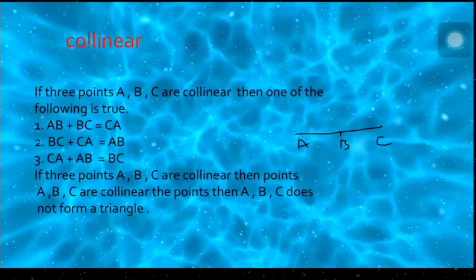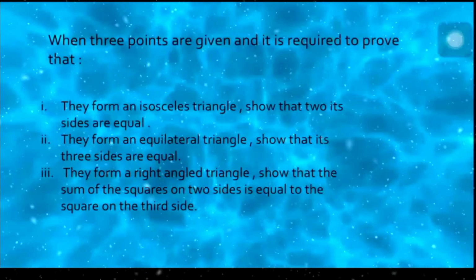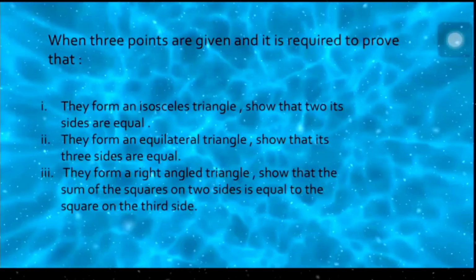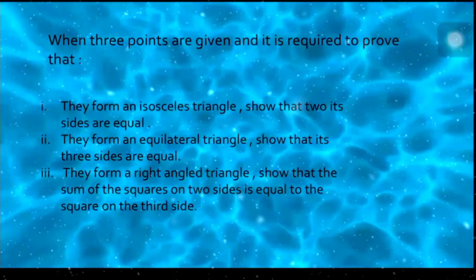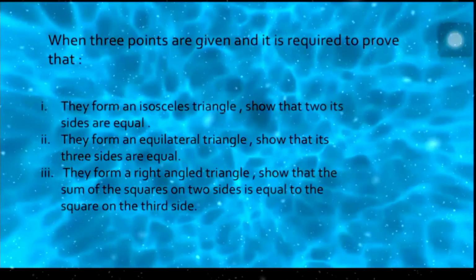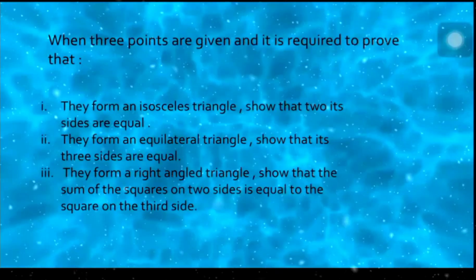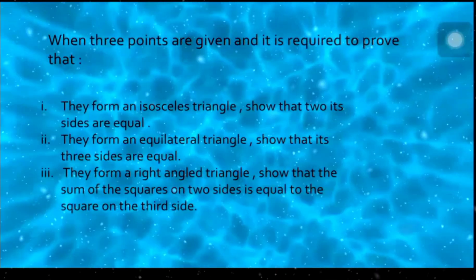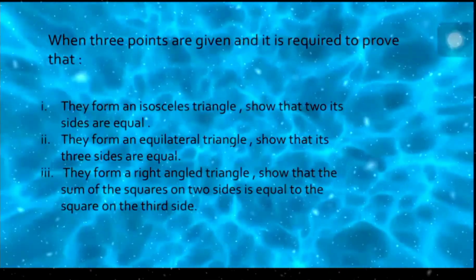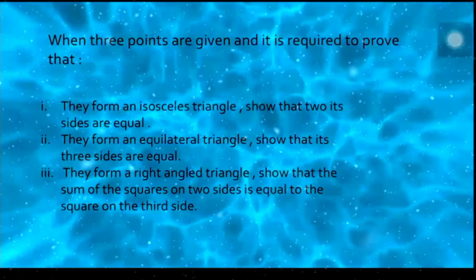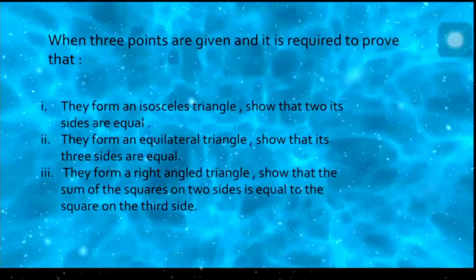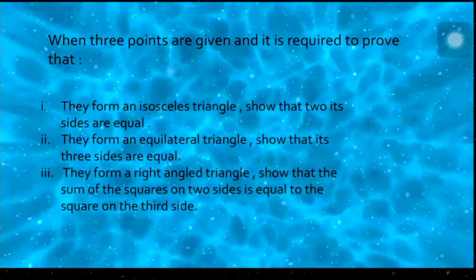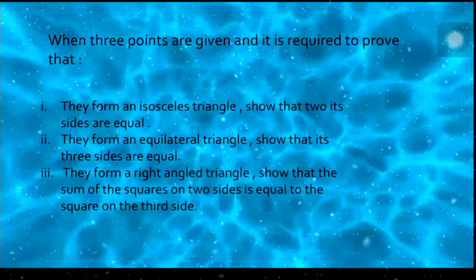When 3 points are given and it is required to prove that they form an isosceles triangle, show that two of its sides are equal. If they form an equilateral triangle, show that its 3 sides are equal. If they form a right angled triangle, show that the sum of the squares on 2 sides is equal to the square on the third side.